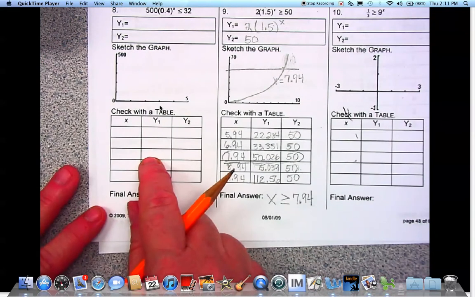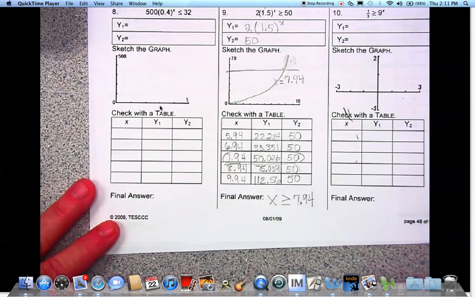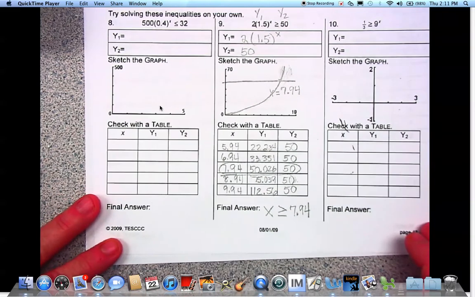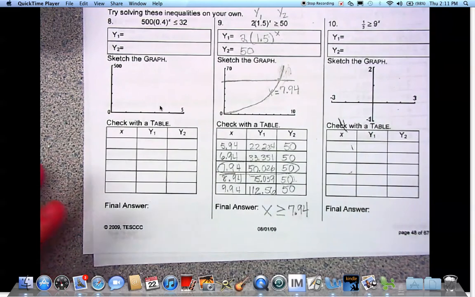Okay, you try number 8. It's not really hard. Actually, 10 is harder, so that's why I gave you 8. Wait, what is it, 8? Yeah, do number 8. I said do 10. No, do number 8. You clean your plans.